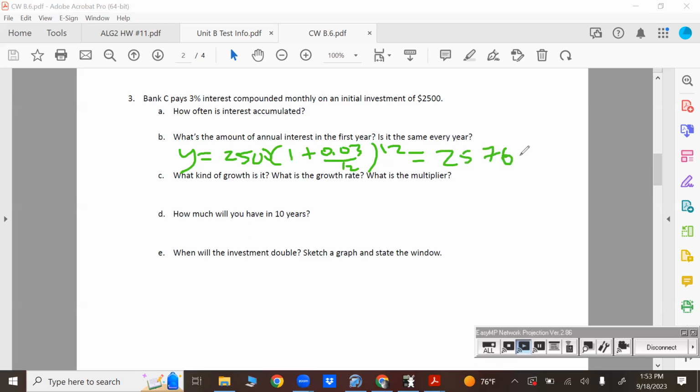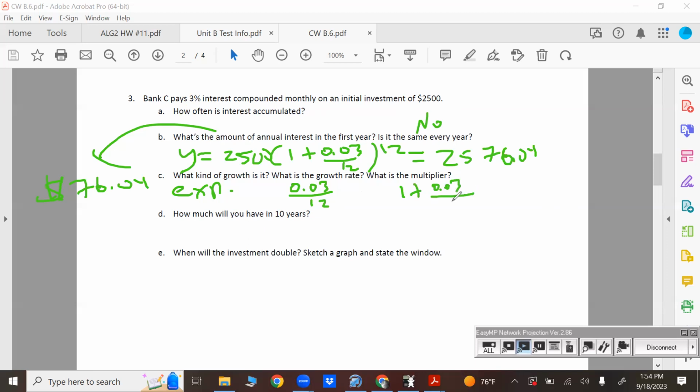So how much money did you gain in that first year? 76. Right. So that's the interesting thing. It's a little more than the previous problem. And of course, it's not the same every year. And then again, the growth is exponential. The growth rate is 0.03 divided by 12, and the multiplier is 1 plus 0.03 divided by 12.